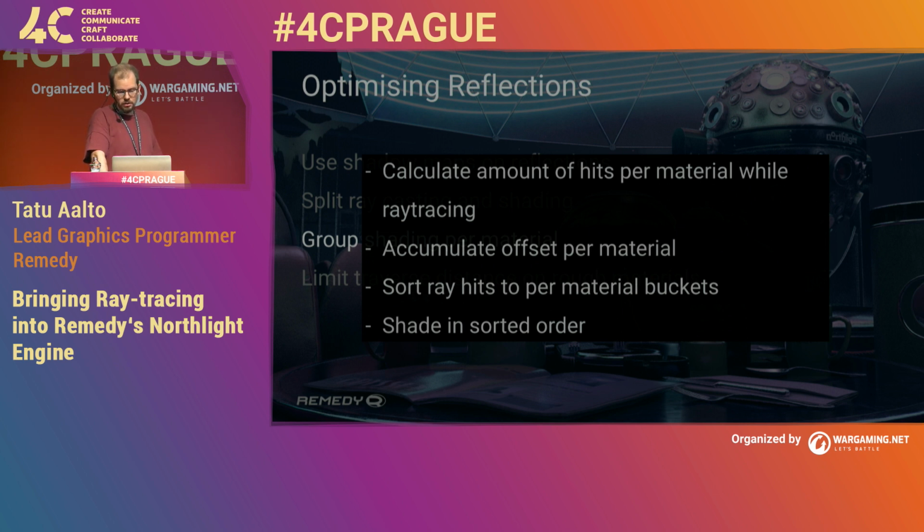So the idea is that you first calculate the amount of hits per material in the ray tracing kernel, then you allocate a range per material to store the hits into, and write the actual values in order into these slots. And then finally you run shading in this sorted order. So you basically run shading per material, not ordered by pixels.